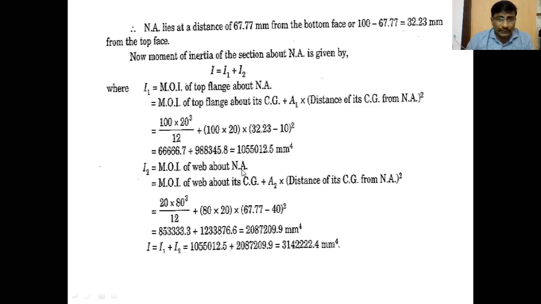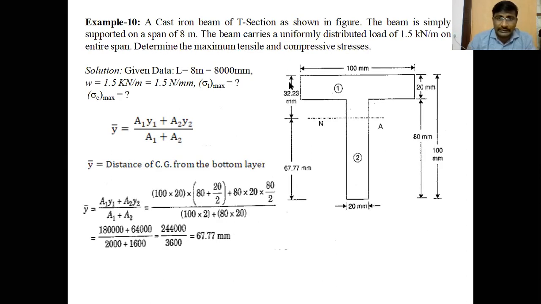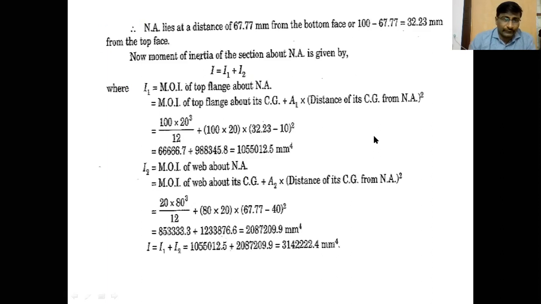Moment of inertia of web about neutral axis is equal to moment of inertia of web about its own CG plus second web area into distance of web CG from neutral axis square. So moment of inertia about its own CG for the web portion, the thickness is 80 and breadth is 20. Breadth and depth of the web, therefore, the moment of inertia of this web portion about its own CG is BD cube by 12. That is B is 20, D is 80 here. 20 into 80 cube by 12 is the moment of inertia about its own CG.